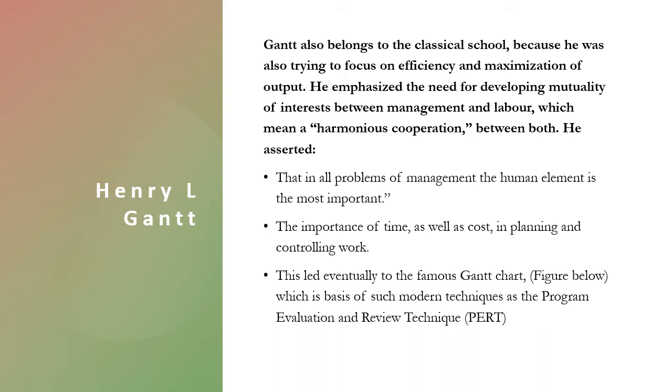So, Henry L. Gantt. Gantt also belongs to the classical school of thought because he was also trying to focus on the efficiency and maximization of the output. And we have seen in the last lecture, all the contributors were basically trying to promote efficiency in the organization. They have mentioned that politics is different from the government and all that. So Henry basically focused on the efficiency and maximization of output.